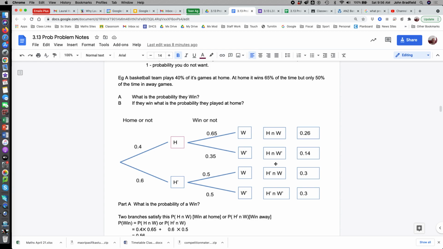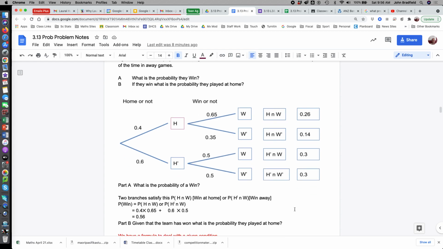The thing with a win is it can happen two different ways. So we would tend to do this line of working first. So you could win at home, or you could win away from home. Multiplying those two branches out, a win at home, 0.4 times 0.65, and a win away from home, but still winning, 0.3. So we add those together, and we get 0.56.